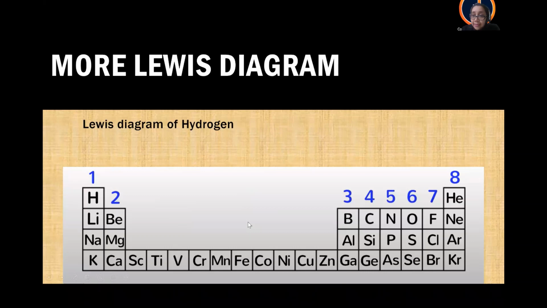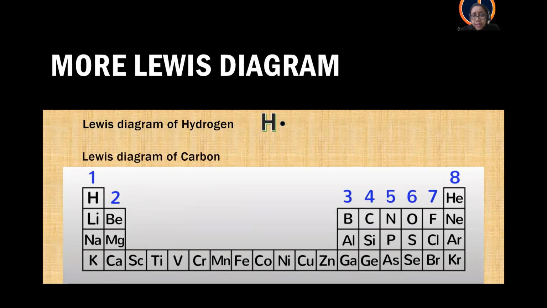Let's proceed to a second example, which is hydrogen. From this picture, it's clear that hydrogen has 1 valence electron, right? So we can write the symbol of the hydrogen element, and then we can simply write 1 valence electron. The dot represents the valence electron, not the total electrons.